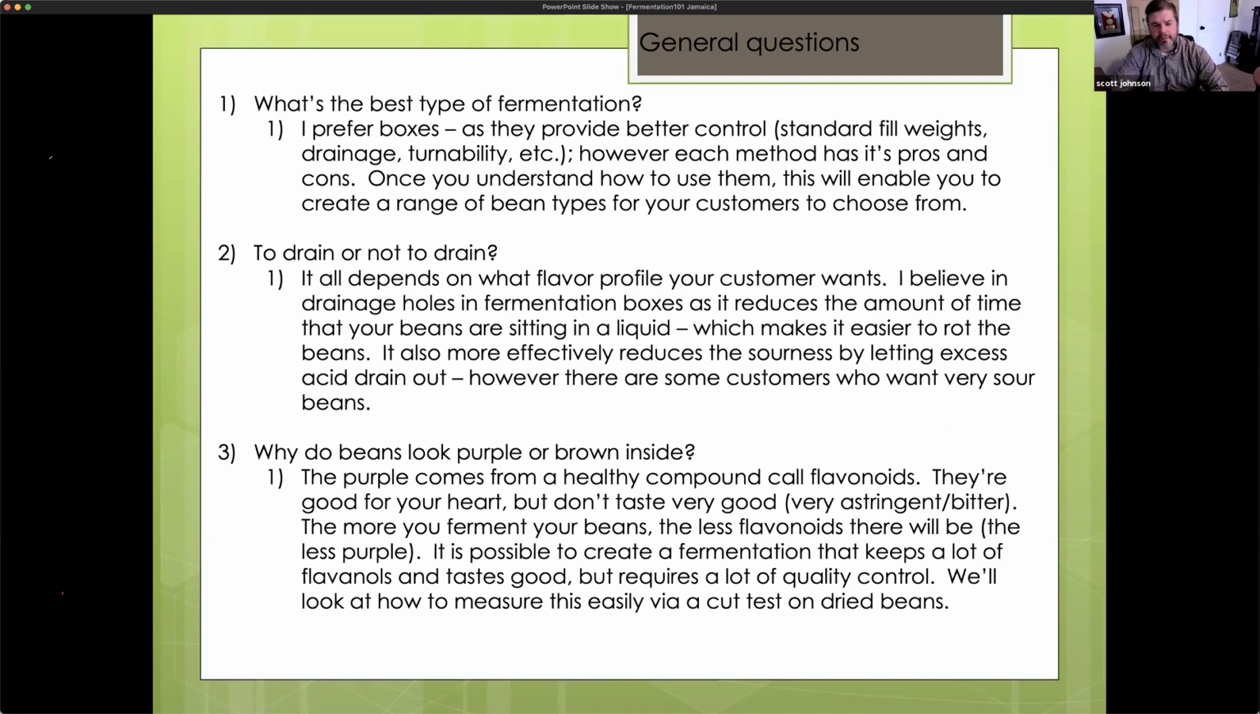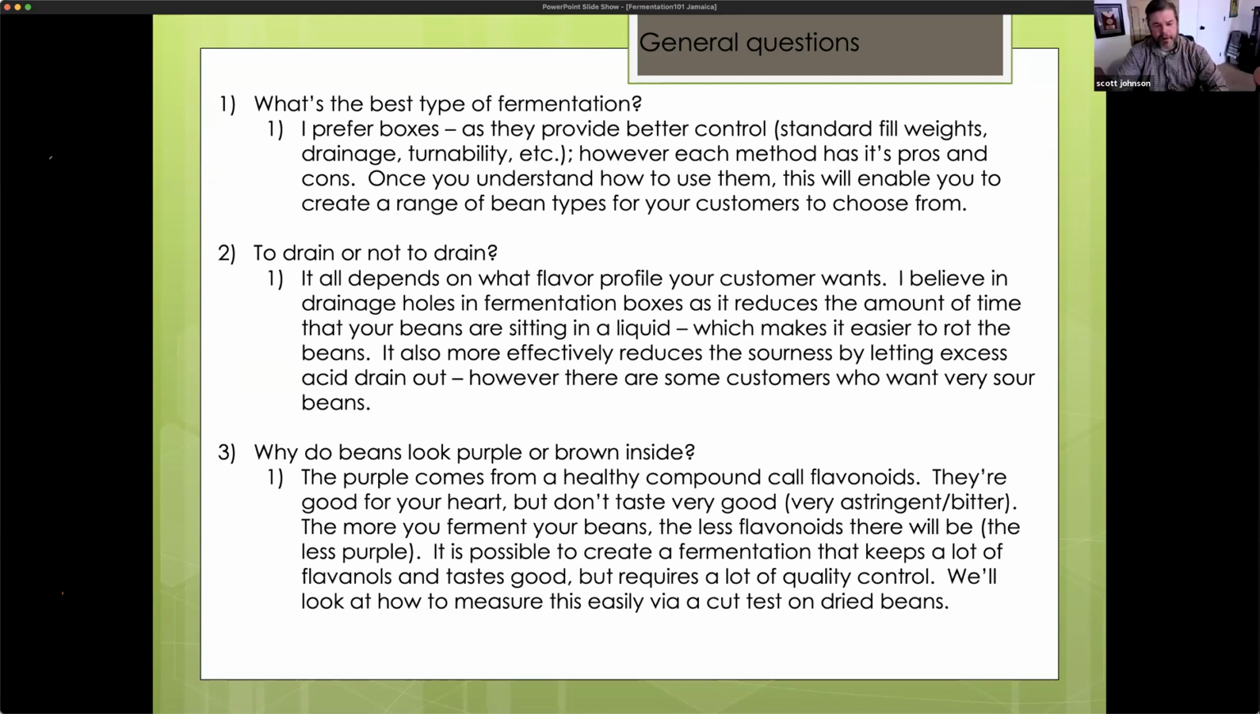I think we talked about the to drain or not to drain. If you're looking to get a very, very sour bean, what we'll do is we'll turn the beans a lot and we won't drain them. Again, if our goal for Jamaica is to create cocoa of excellence level fine flavor beans, we're going to want to drain because we're not going to want to drive sourness into our flavor profiles.